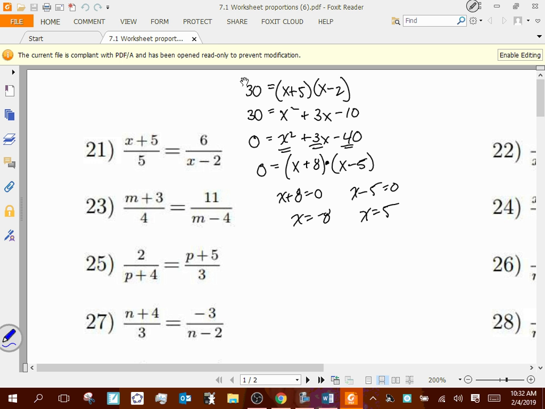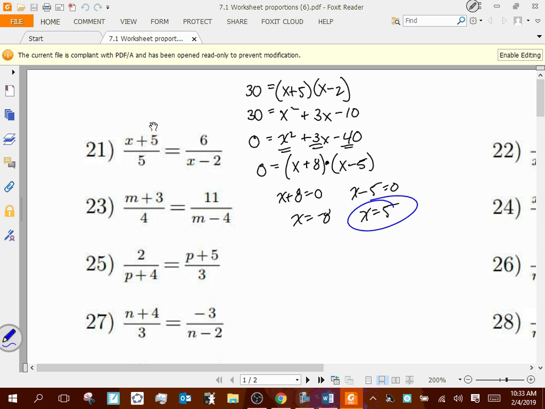Now, what we do is we want to check those. So if x is 5, this gives me 5 plus 5 is 10. 10 over 5, is that the same thing as 6 over 5 minus 2, which is 3? Is 10 divided by 5, that's 2. Is 6 divided by 3, 2? So that's true. So 5 is an answer.